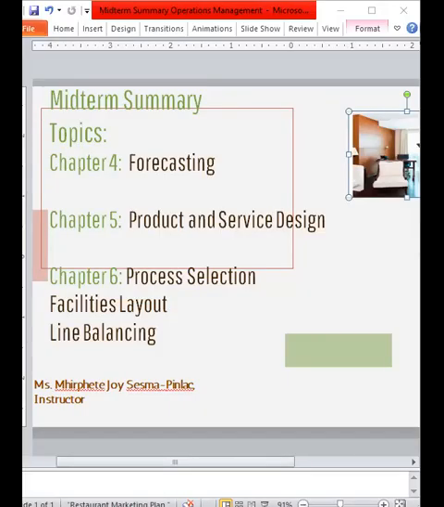Product and service design should be closely tied to an organization's strategy.